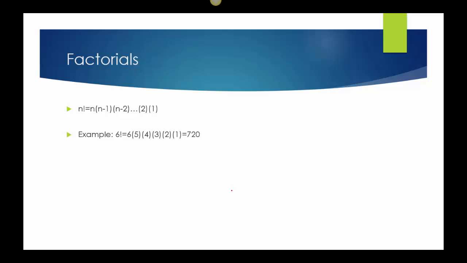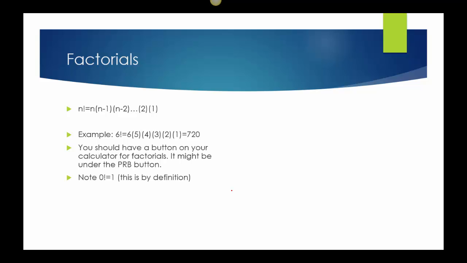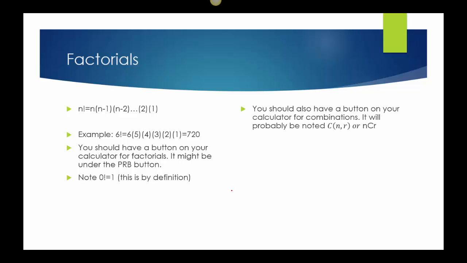This is commonly used, so it shouldn't surprise you that you have this on your calculator, so you look for an exclamation point. It could be an exclamation, it could be X exclamation, it could just be an exclamation. If you're looking on your calculator and you just can't find it, look for a PRB button, and sometimes it's hidden in that menu. Just to note, 0 factorial is 1. This is by definition. Don't try to figure out why does that work. It's just needed for this to be a complete kind of topic for us. So anytime I have 0 factorial, it will be 1.